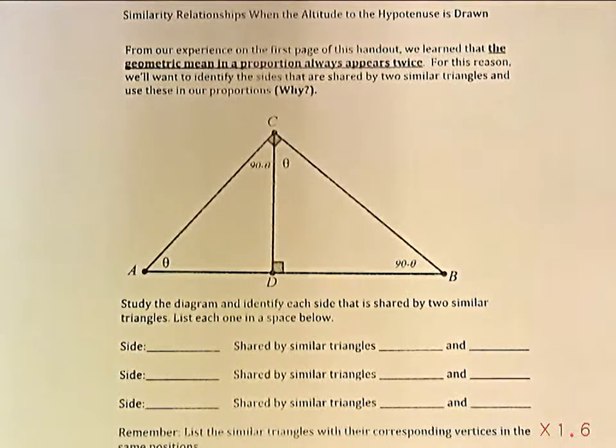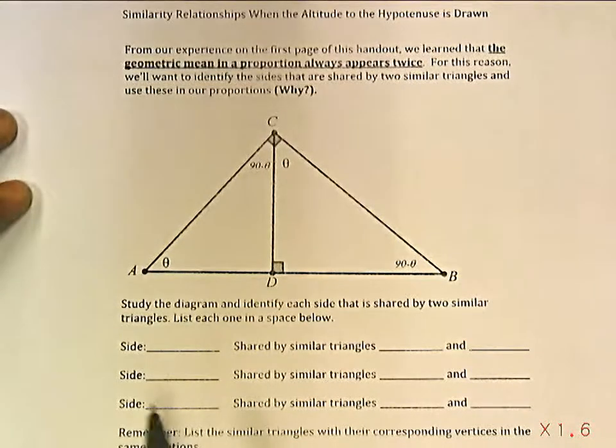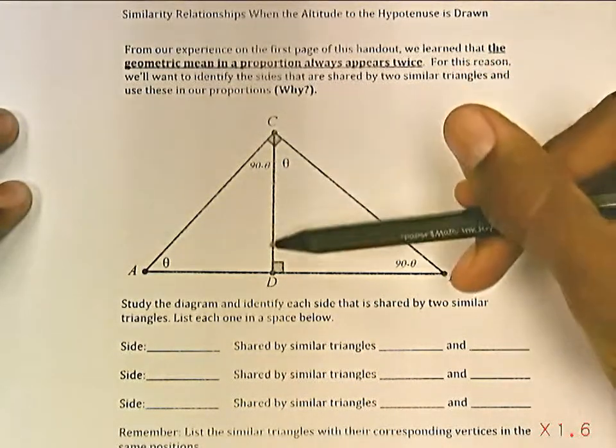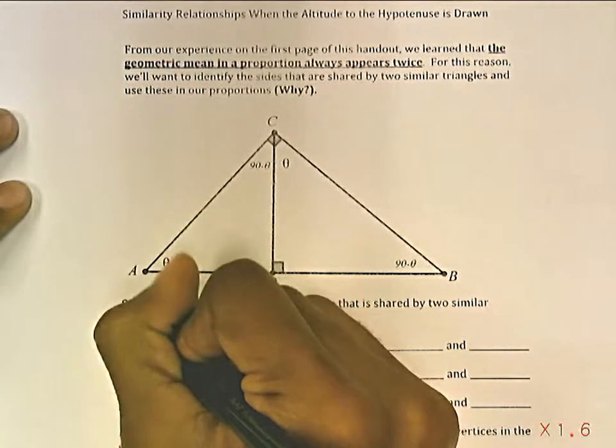In this particular video, I want to demonstrate some of the bookkeeping techniques that I model for students when we're doing this handout. In this section of the handout, students are asked to identify the sides that are shared between two triangles. For example, we can see that segment CD is shared between two similar triangles.